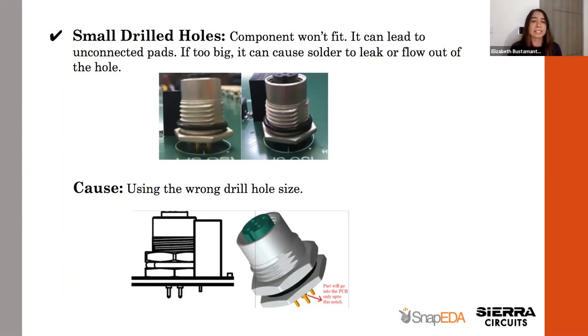And then in this example that I'm sharing in the presentation, you can see that for this type of connector, it looks like when it was designed, the designer forgot to check the drill hole size of this pin that is being pointed here, because that drill size is what would allow the component to go into the PCB. And so if it was designed with a smaller drill, then of course what you can see here is going to happen. The component is just not going to fit and not going to go all the way into the PCB.